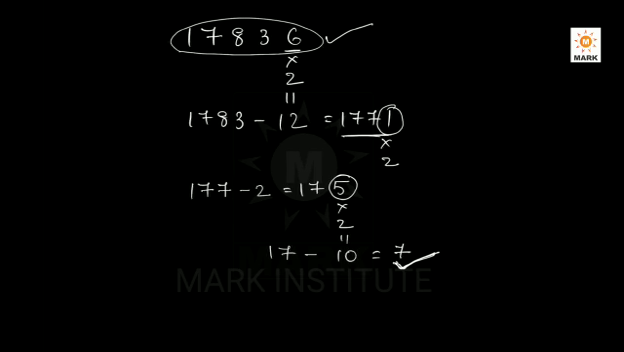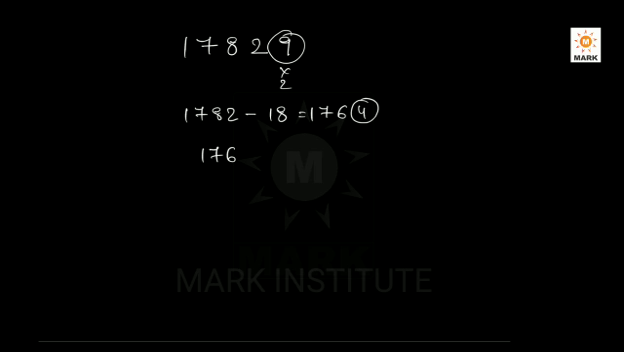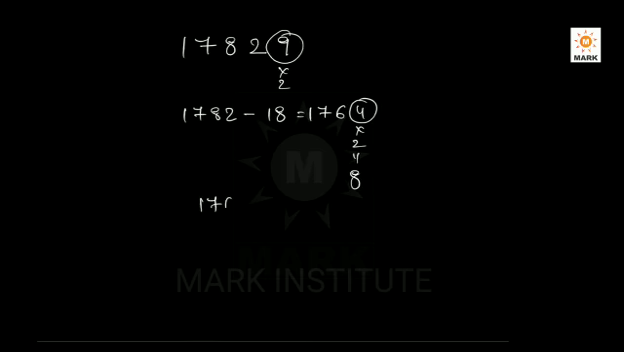Not only 7, my dear friends, sometimes 0 can come, and sometimes a multiple of 7 can come. So I will take one more example for you. Suppose the number is 17,829. Take the units digit, times 2, that means 18. So 1782 minus 18 is equal to 1764. Again take the units digit, 4, and double it to get 8. So 176 minus 8 is 168.